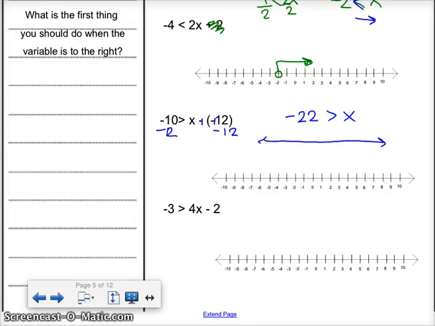I'll show you how I scale my number line when it's something ginormous like this. I just usually write the number, negative 22, 23, 24, 21, 20, 19, negative 18. So you don't need a full-out number line. And then I would have a circle at negative 22, and then careful for direction. If negative 22 is bigger than x, that means x is smaller than negative 22.